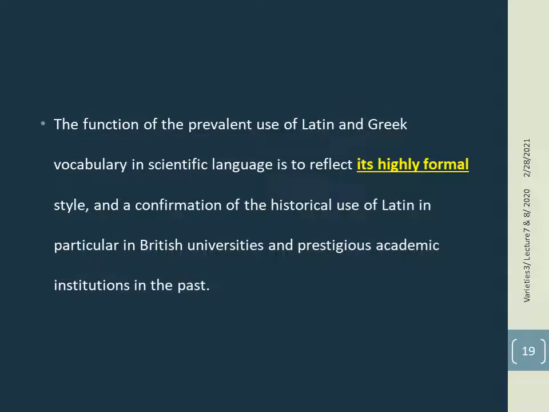The function of the prevalent use of Latin and Greek vocabulary in scientific English is to reflect its highly formal style and a confirmation of the historical use of Latin, in particular in the British universities and prestigious academic institutions in the past. Because as we saw, even in legal documents, Latin was the language of prestige, the language of education. And this effect actually still resonates in the language of science as well.